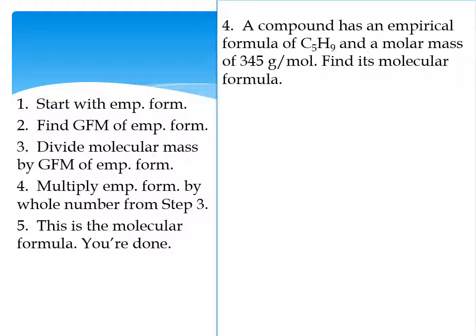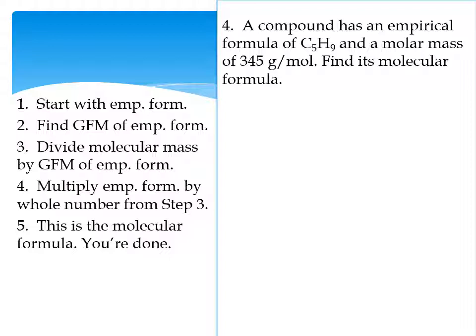So number 4 says a compound has an empirical formula of C5H9 and a molar mass of 345 grams per mole. So our empirical formula, just as always before, C5H9, means our basic simplest ratio is 5 carbons to 9 hydrogens. And our molar mass of 345 grams per mole means that the big version of this thing, whatever it ends up looking like, will weigh 345. If we add it all up, it should be exactly 345. We will now want to know what that formula actually is, what that compound actually looks like. What is its molecular formula?